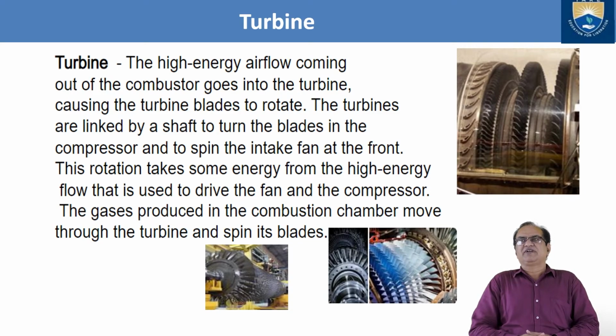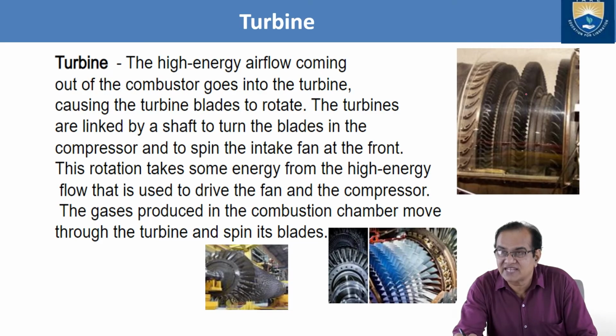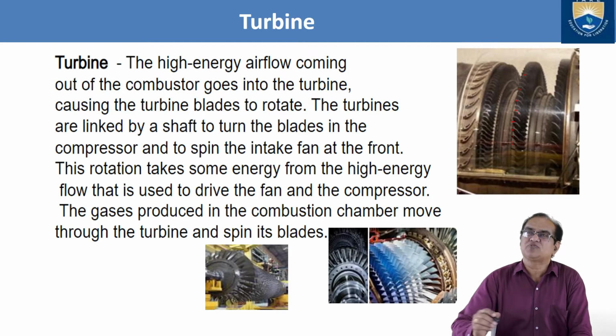The third important part is the turbine, and making of the turbine is a very difficult task. Very precise systems are required for this. So here we have the turbine. The high energy airflow coming out of the combustor goes into the turbine casing, causing the turbine blades to rotate. These high pressure and high temperature gases produced in the combustor hit the turbine blades. You can see here different blades. They are aerofoil shaped, so they are used for rotating.